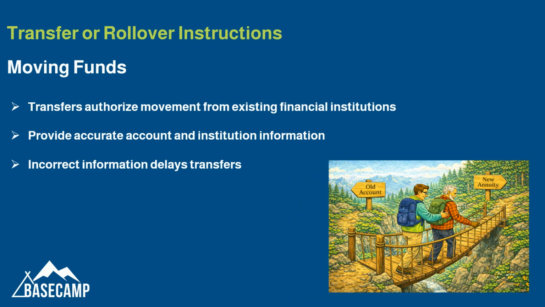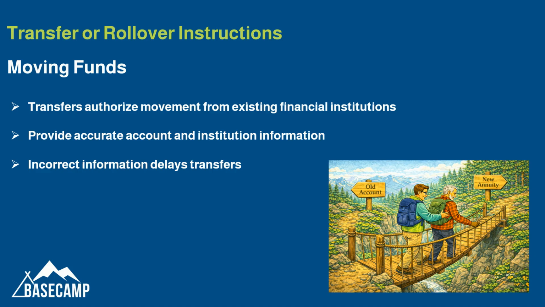As the application continues, another section you'll often see involves transfer or rollover instructions. This part of the application is used when funds are being moved from an existing financial institution into the annuity being applied for. Rather than the client withdrawing the funds directly, the transfer form authorizes the institutions involved to handle the movement of funds. As the slide highlights, accuracy in this section is important. The application will usually ask for details, such as the name of the current financial institution, the account number, and the type of account where the funds are currently held. Providing these details carefully can help the transfer request move through the process more efficiently.